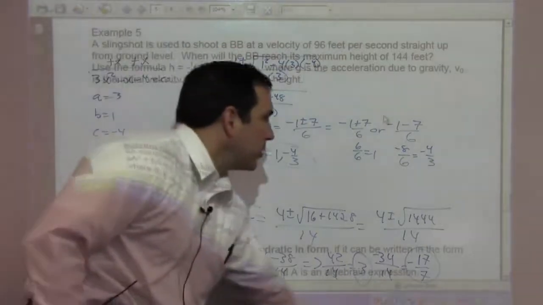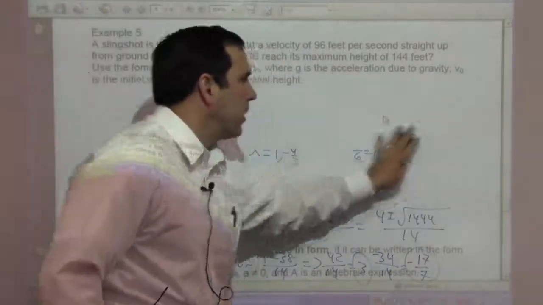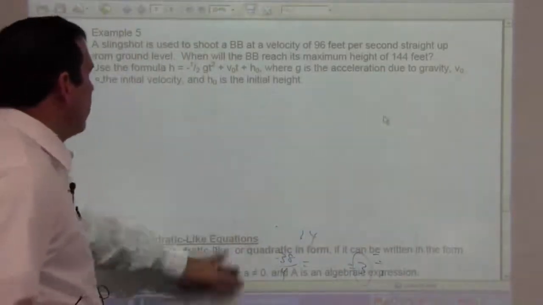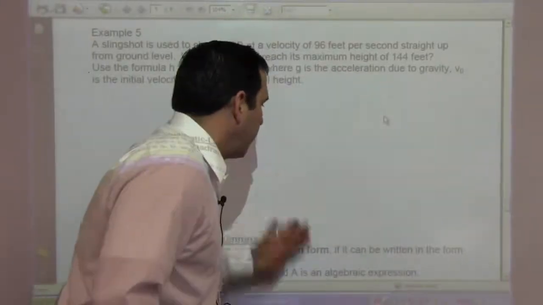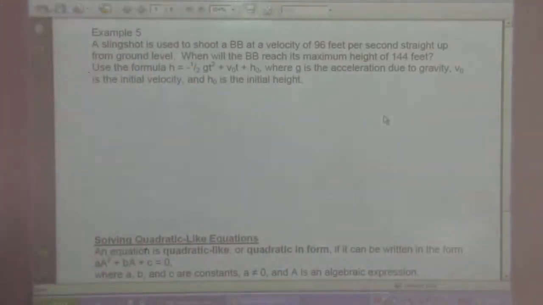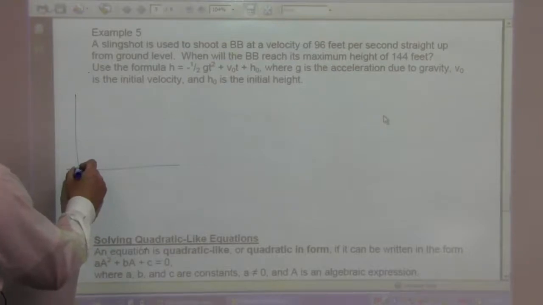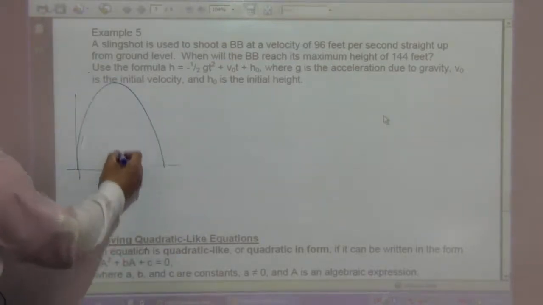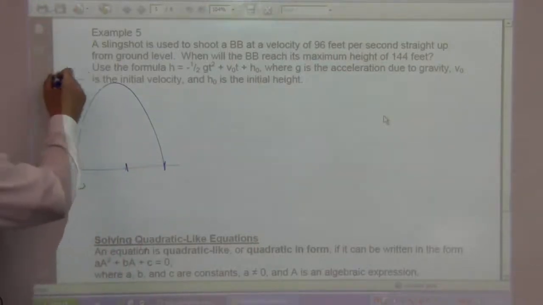Here we go. A slingshot is used to shoot a BB at a velocity of 96 feet per second, that's the initial velocity, straight up from the ground level. When will the BB reach maximum height of 144 feet? So imagine we're shooting the BB from ground level, time 0. It's going to go up, come back down. And what time will it hit the ground? This is time 0 here. We want to be at 144 feet.